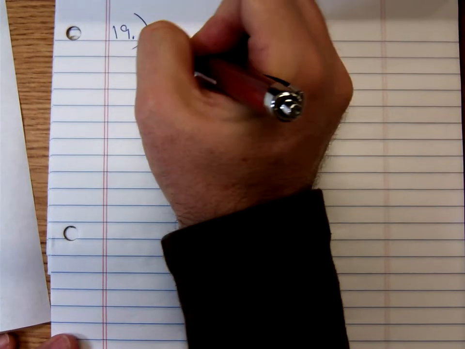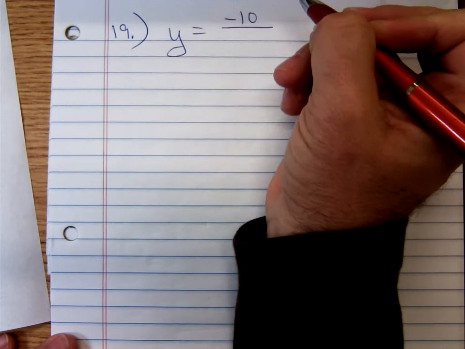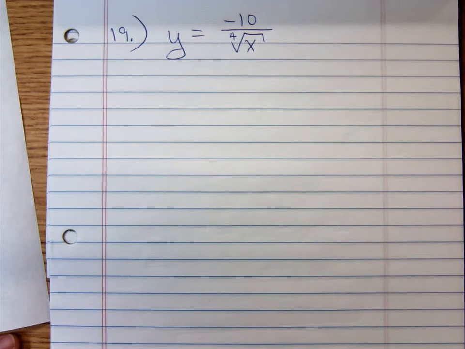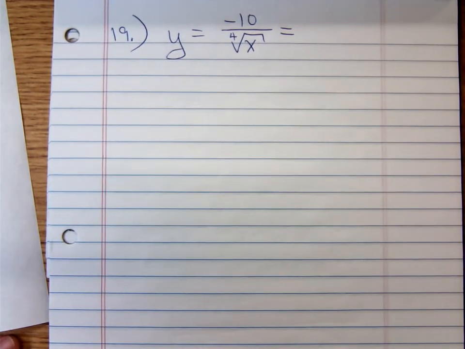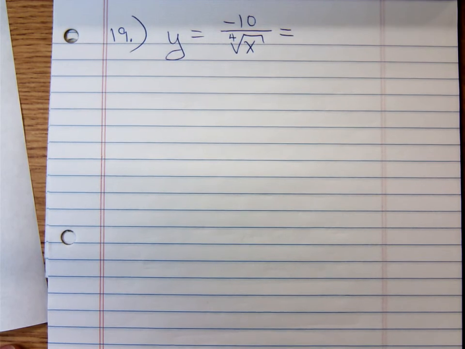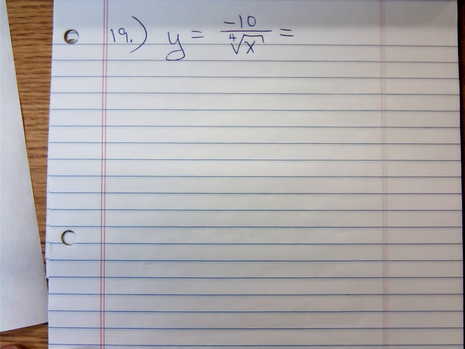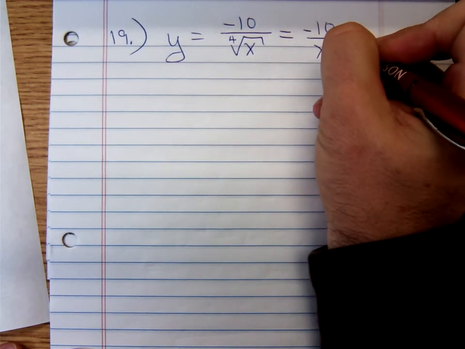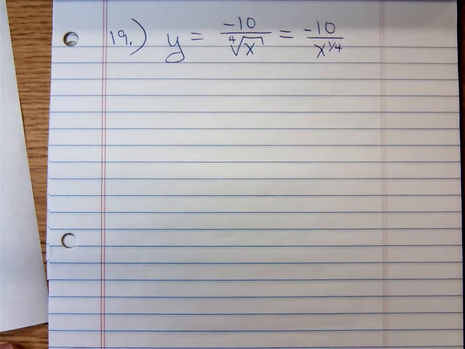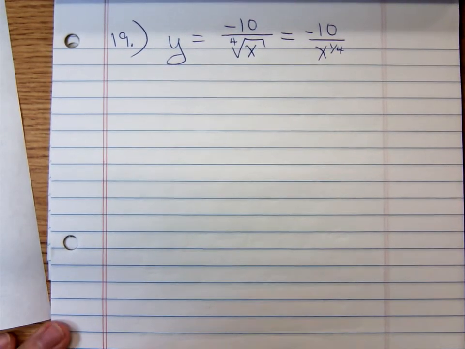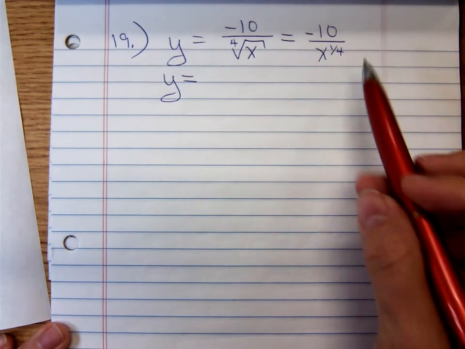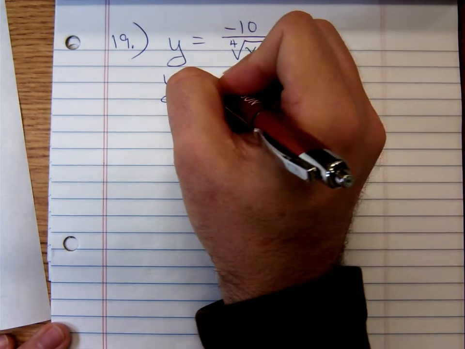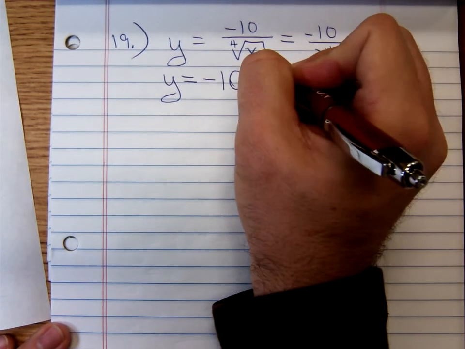Y equals negative 10 all over the 4th root of x. Negative 10 divided by the 4th root of x. What did I say you have to do? If you have a radical, you have to rewrite it how? You have to write it using an exponent. So x to the 1/4. And I would then pick up that x to the 1/4, move it up to the numerator to give us a negative 10 x to the negative 1/4.